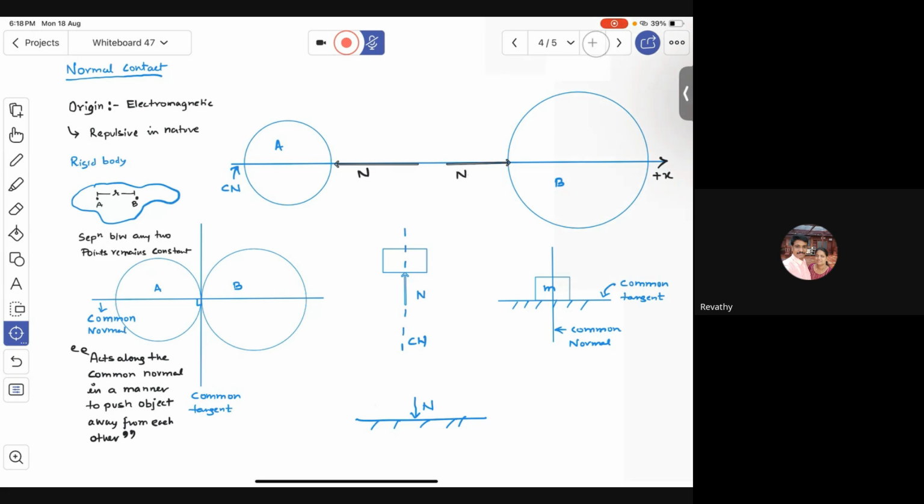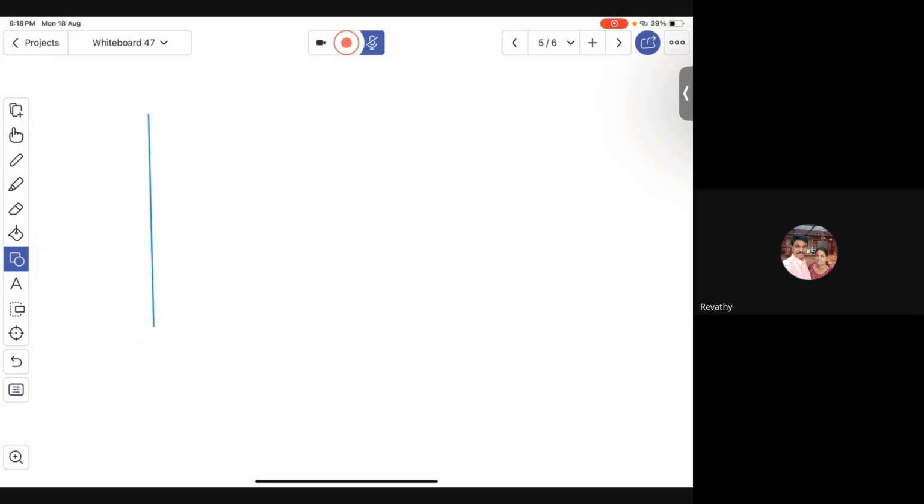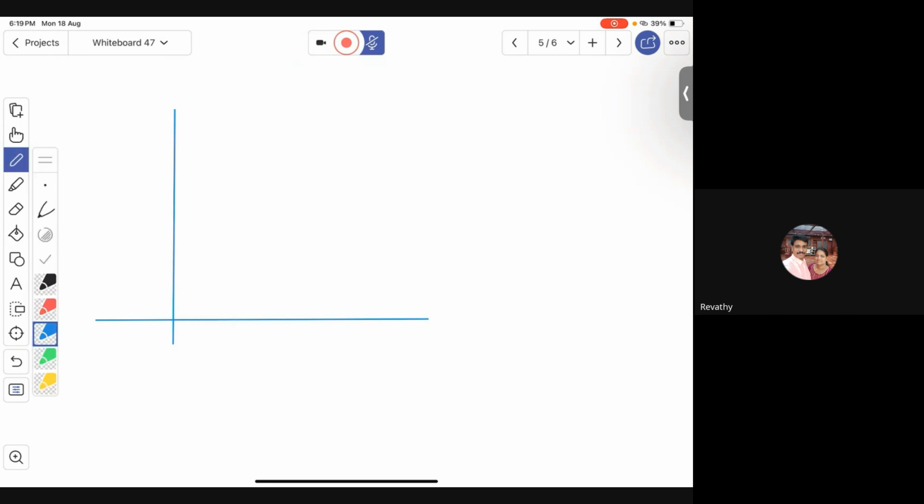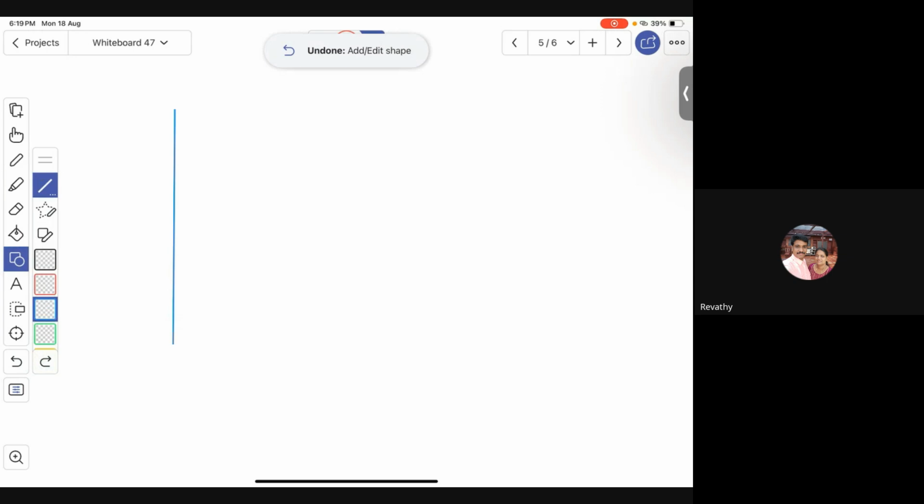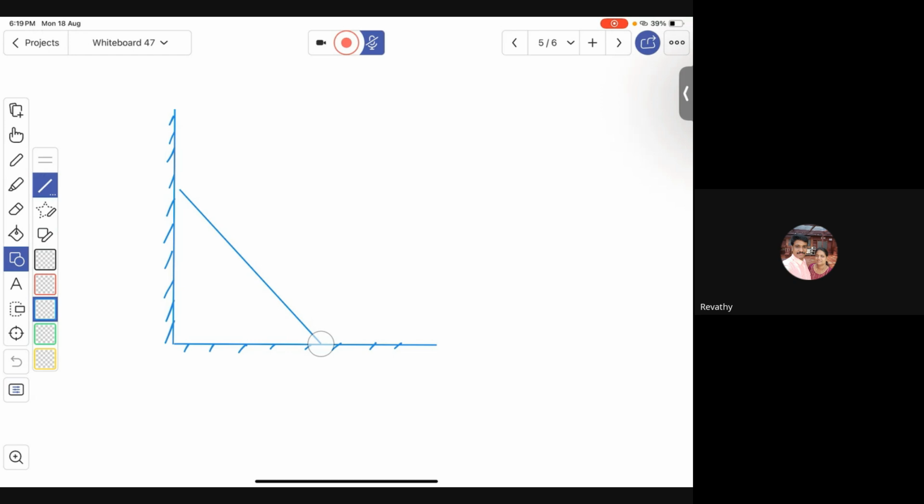I'll draw a few more diagrams. Suppose I have a rod resting on... I'll draw the figure first. So we have a vertical wall and we have a horizontal ground. And this is a rod which is resting against the vertical wall and this surface. And it is a rod of mass M.